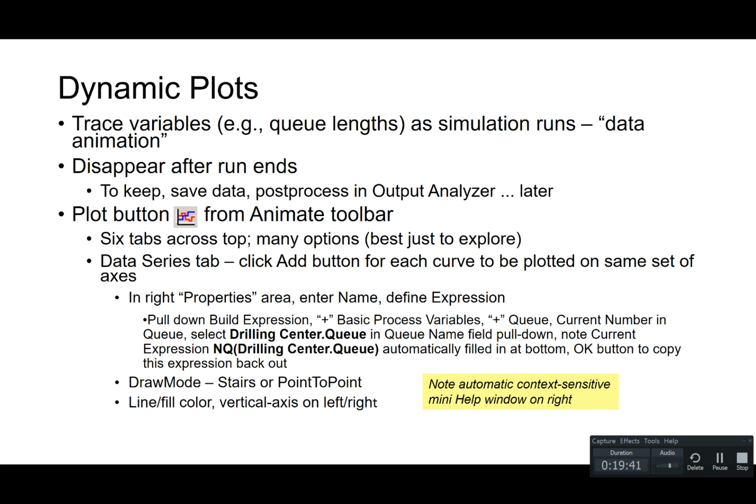Dynamic points. You can trace variables such as queue lengths as the simulation runs. They will then disappear after the run ends, but you can keep them by saving the data in the Output Analyzer bar. I won't go into the Plot button on the Animator toolbar. I would encourage you to go explore the different tabs that you can use within your model.